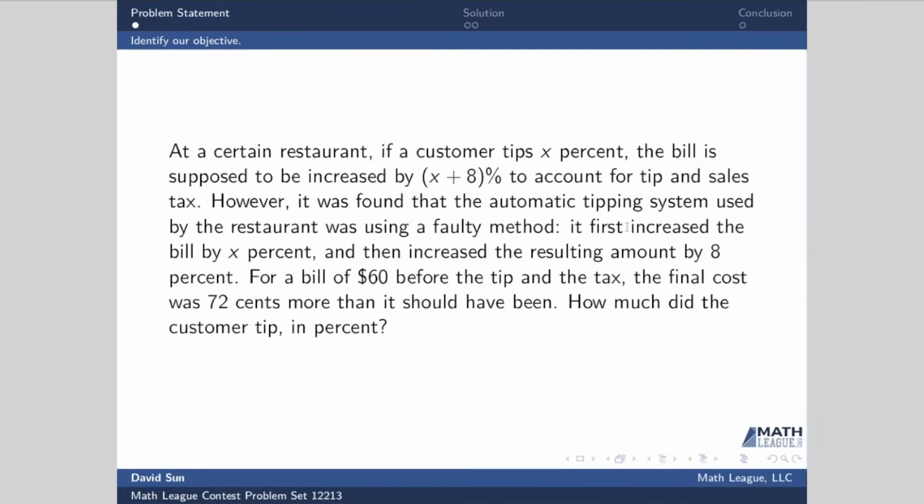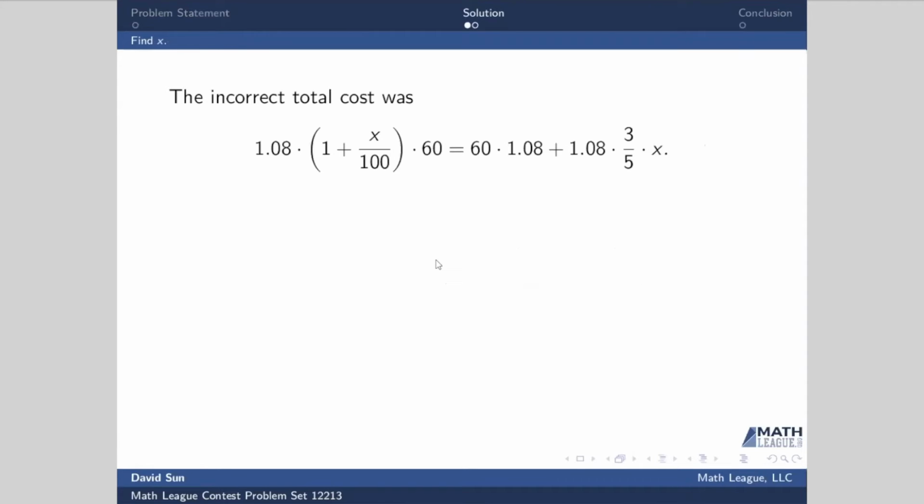Note that by increasing the bill twice, by a percentage twice, that corresponds to 2 multipliers to the $60 amount, which is different from this single multiplier that it was supposed to be. This will be reflected in our solution in a second. So in order to compute X, which is what we want, we need to find both the incorrect total cost and the correct total cost.